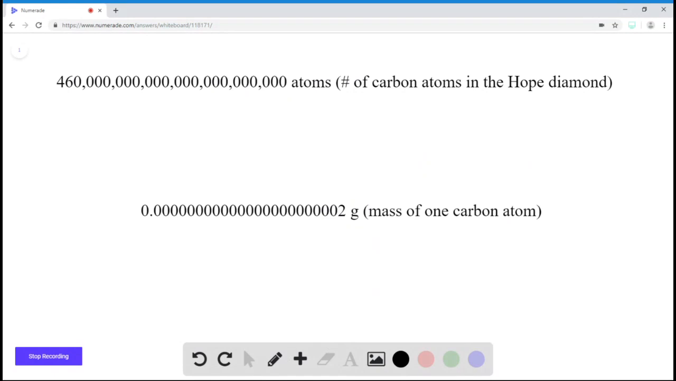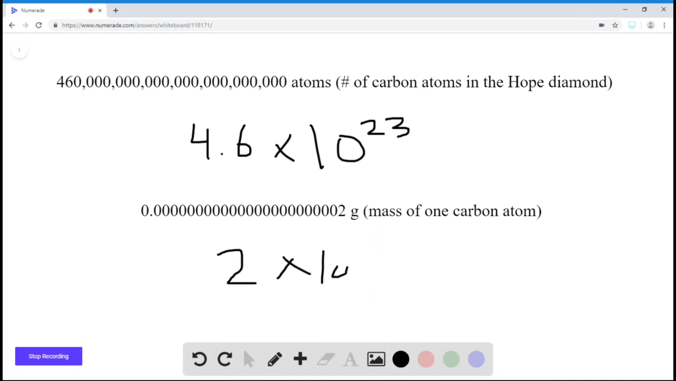So instead you can use what's called scientific notation, and instead of writing this very large number, you can write it as 4.6 times 10 to the 23rd atoms. Likewise, you can take this very small number, and now you can write it as 2 times 10 to the negative 23rd gram.